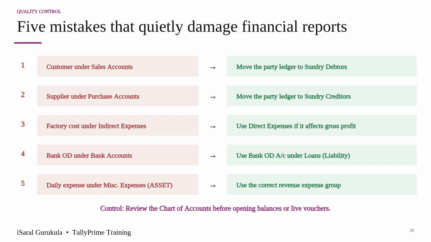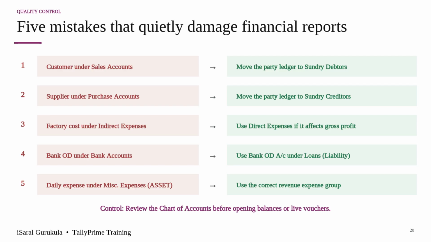Mistake 3. Placing a factory cost, which is direct, under indirect expenses. If it affects gross profit, it must be recorded as direct expenses. Mistake 4. Putting a bank overdraft under bank accounts when it should be under bank OD account in loans as a liability. An overdraft is money you owe, not money you have.